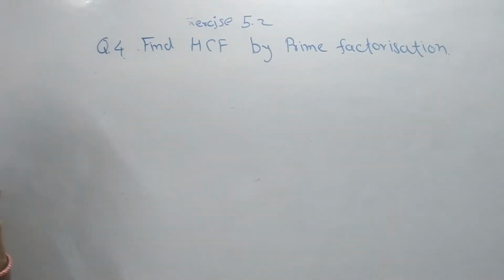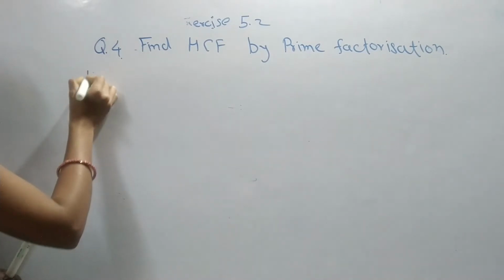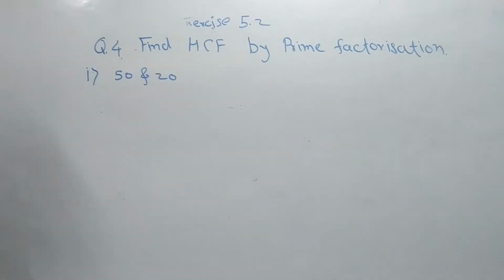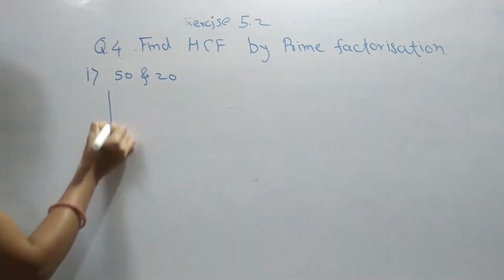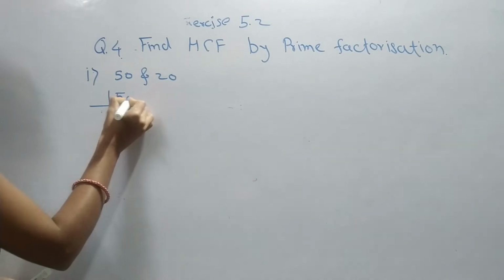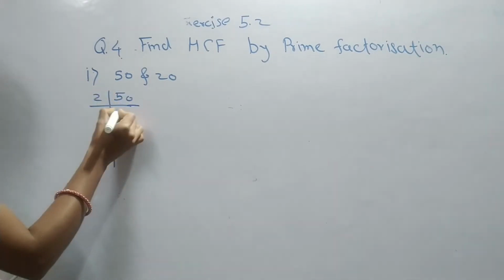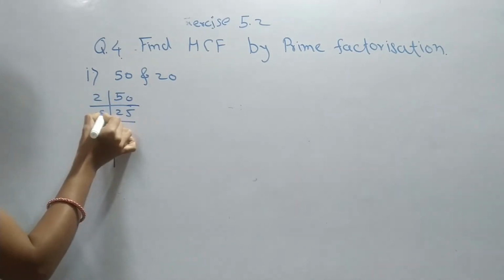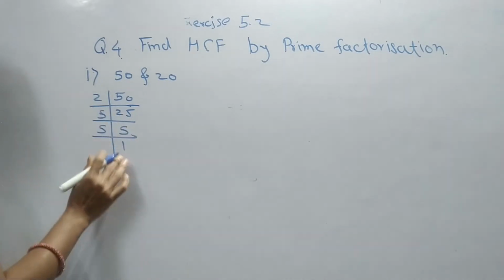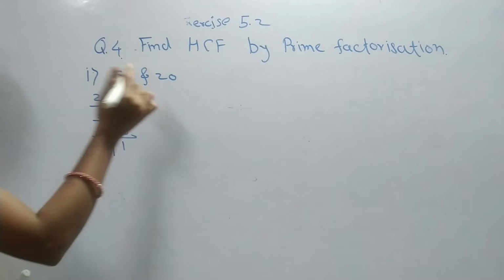Four, let's find the HCF of the numbers by prime factorization. Let's solve the first example. 50 and 20 are given to you. By using the test of divisibility, we can find the factors of 50. 50 is divisible by 2, 2 twenty-fives are 50, and 25 is divisible by 5, 5 fives are 25, and 5 is divisible by 5 only, 5 ones are 5.